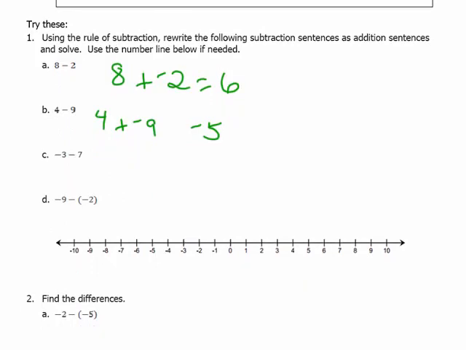Letter C, negative 3 minus 7. We're going to keep the first, change this, do the opposite, so it's really negative 3 plus negative 7. Same sign, add the numbers, keep it negative: negative 10. One more, negative 9 minus negative 2, so we're going to have negative 9 plus 2. We have two different signs, so we subtract them, which is 7, and keep the sign of the bigger, negative 7.